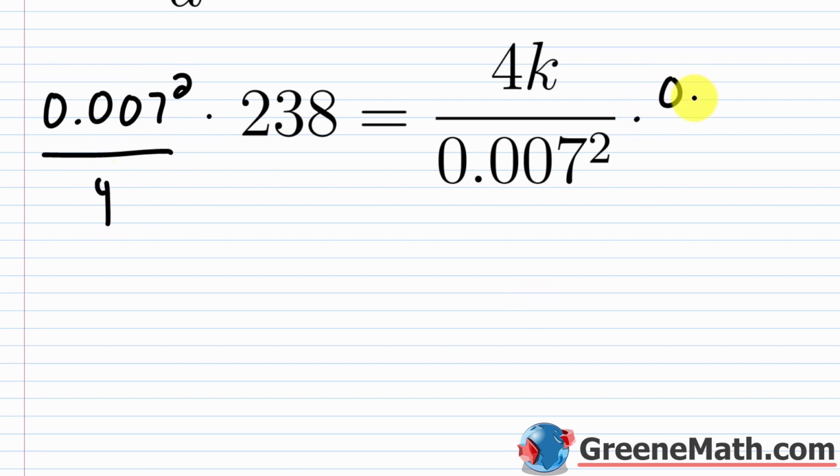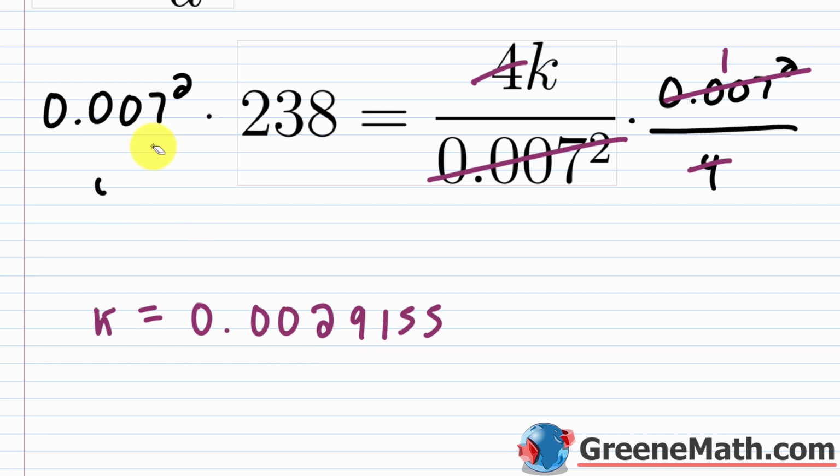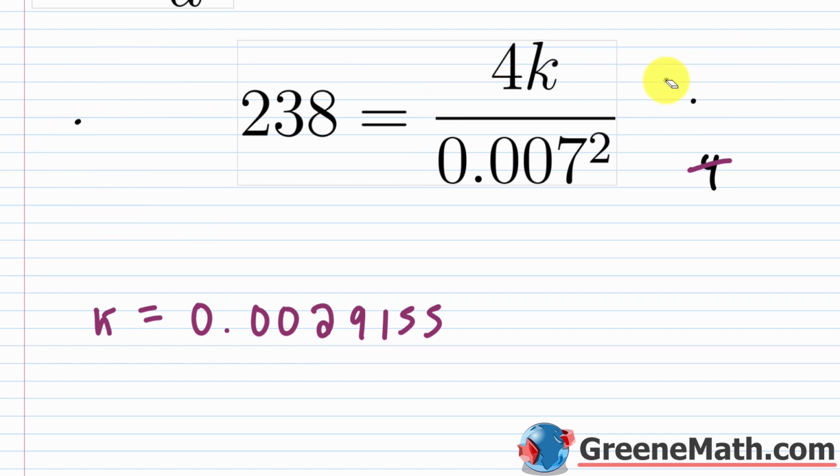So we're going to multiply by 0.007 squared, and then this is over 4. Let me move this back in line right there. And of course, this would cancel with this, and then this would cancel with this. So we're going to put this as a 1 right there. So what you're going to get is that K is equal to, you can key this into the calculator. I get 0.0029155. If you're not getting that, try wrapping the numerator with parentheses and the denominator with parentheses. Again, it all depends on what calculator you have. If you're using an online calculator like Mathway or Symbolab, it'll take care of it without any issues.